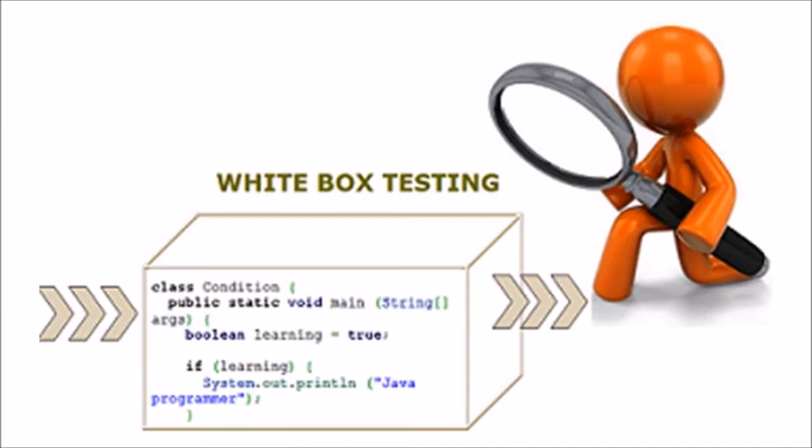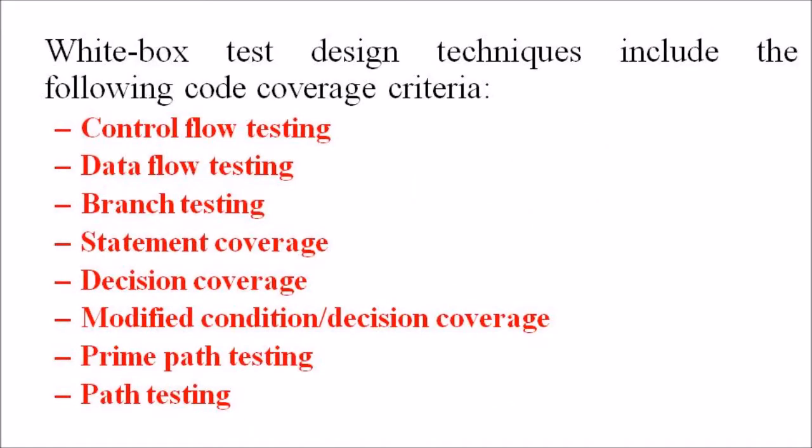It can test paths within a unit, paths between units during integration, and between subsystems during system level testing. Though this method of test design can uncover many errors or problems, it has the potential to miss unimplemented parts of the specification or missing requirements. White box test design techniques include the following code coverage criteria: control flow testing, data flow testing, branch testing, statement coverage, decision coverage, modified condition or decision coverage, prime path testing, and path testing.